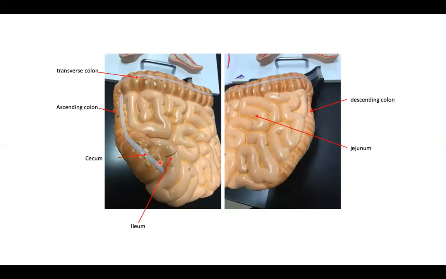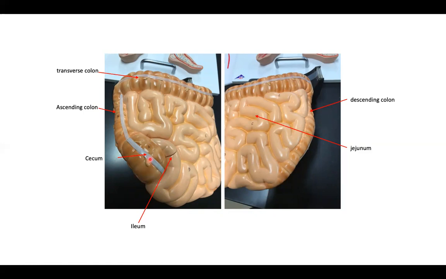Here's another depiction of the intestines. So right here again would be the jejunum, even though it's not labeled. Right here would be your ileum. The end of the ileum connects to the beginning of the large intestine, which is the cecum. Again, ascending colon, transverse colon, coming down, descending colon.